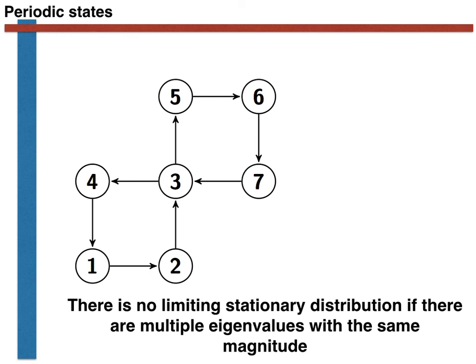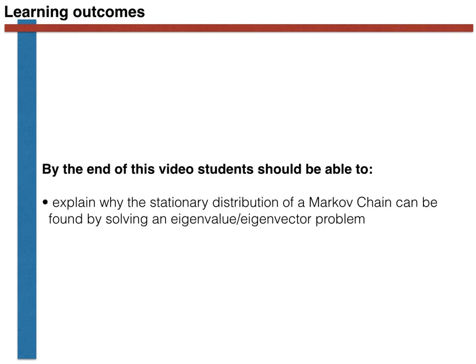Hopefully the video will have given you some sense as to why the stationary distribution is determined by finding the principal eigenvector, which is the most important take-home message for this video and within this module.